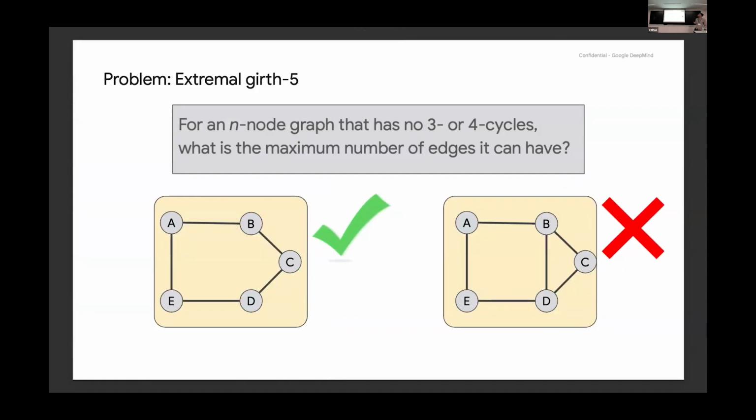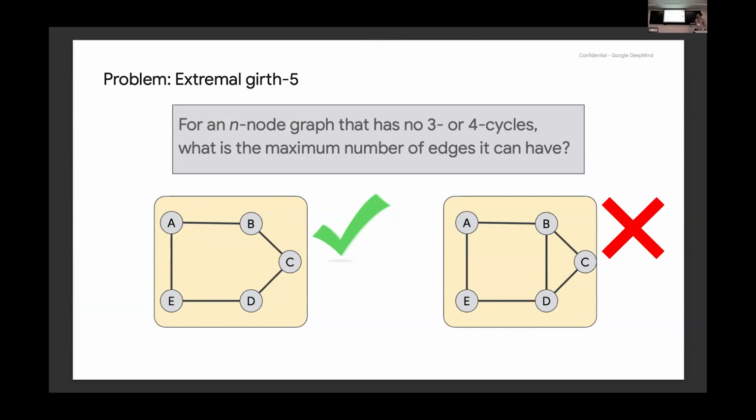Particularly, we looked at the so-called extremal graph problem, which asks: suppose you have an n-node graph, and you know that it does not have 3 or 4 cycles. 3 or 4 cycles are forbidden. How many edges can you put in the graph without creating 3 or 4 cycles? Very simple to state. Here's a graph which doesn't work because it has a 3 cycle, BCD, and ABCDE is a 4 cycle. So it's not okay for 2 different reasons.